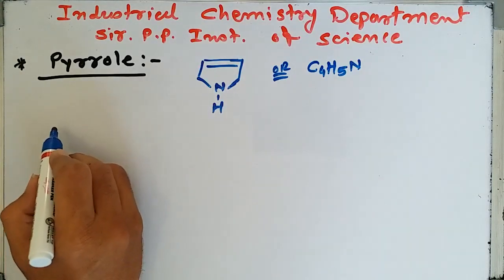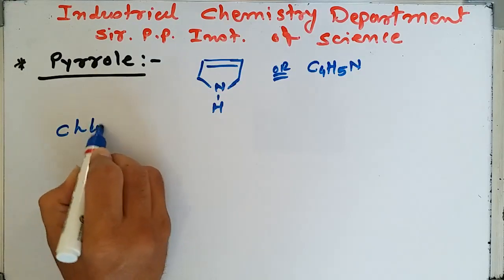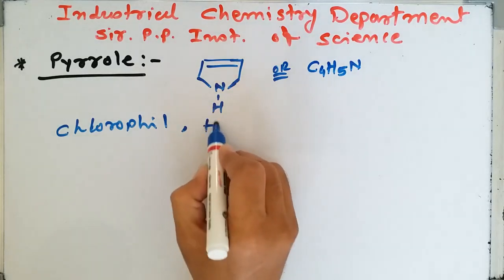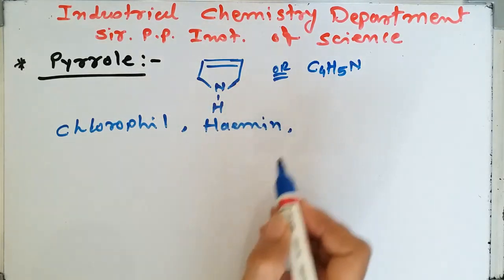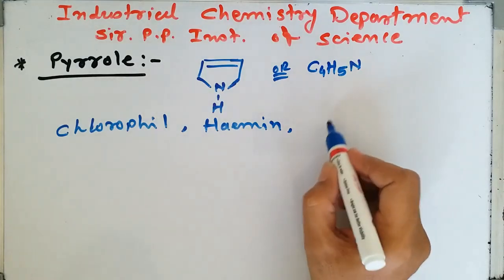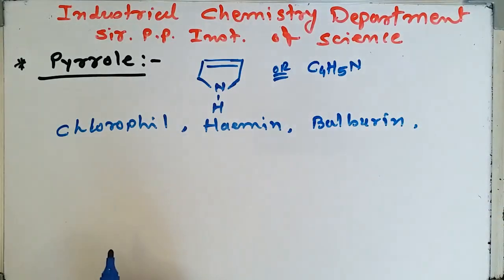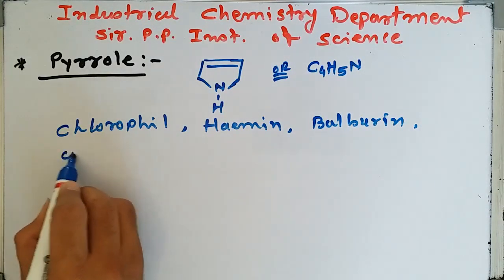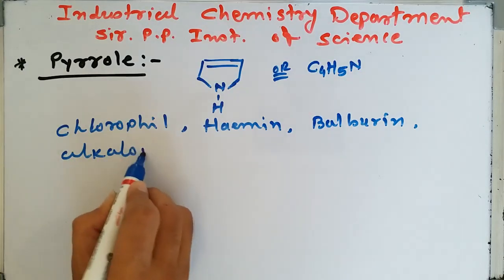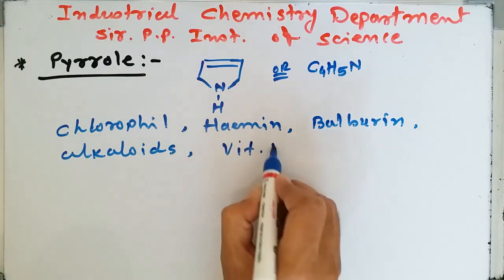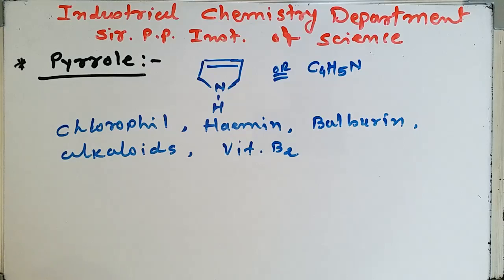These are chlorophyll, hemine, that is from hemoglobin, berberine, that is the color matter of bile, some alkaloids and vitamin B2, etc. Natural compounds contain pyrrole.